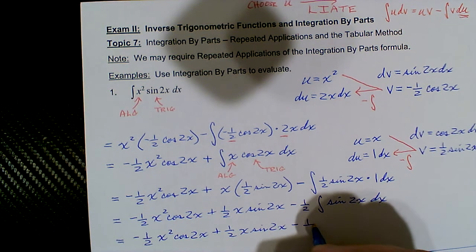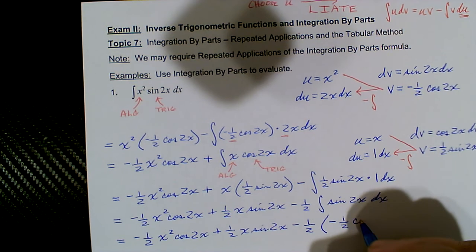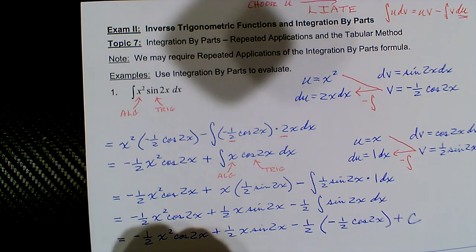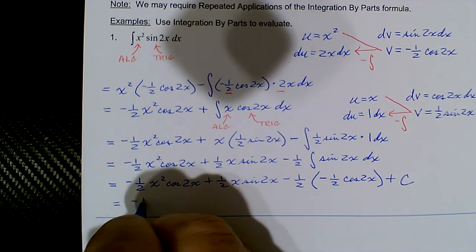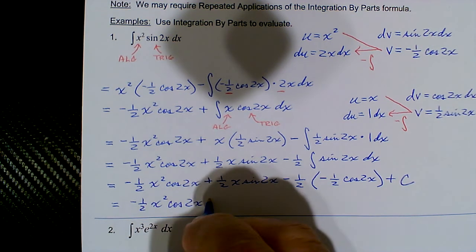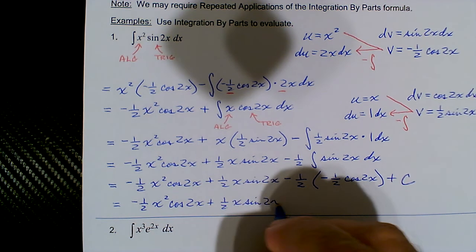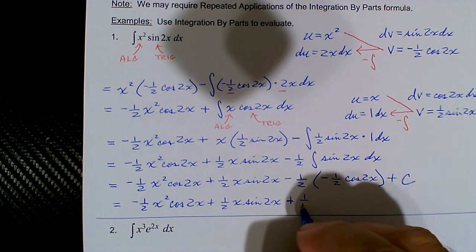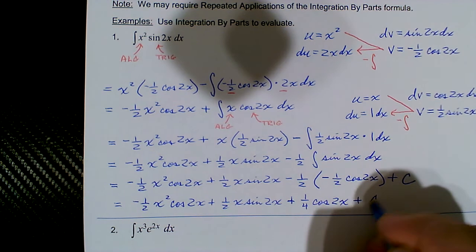And we have the minus 1/2, and integrating sine of 2x, that would be minus 1/2 cosine 2x, and then we add our constant of integration at that point. So just finishing this off, minus 1/2 x squared cosine 2x plus the 1/2 x sine of 2x, and now finally minus, nope, looks like plus, double negative, 1/4 cosine 2x, and then plus our constant.